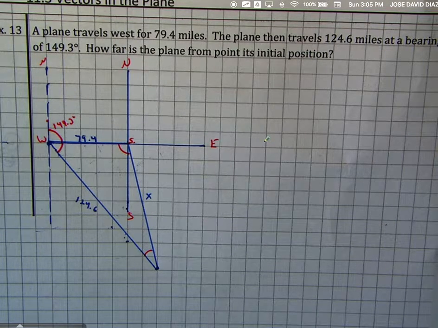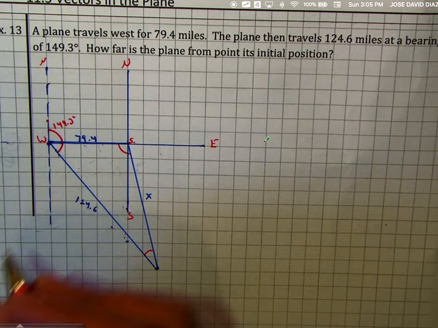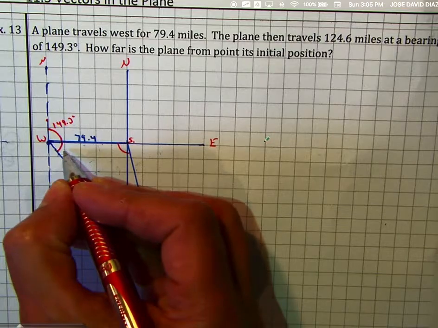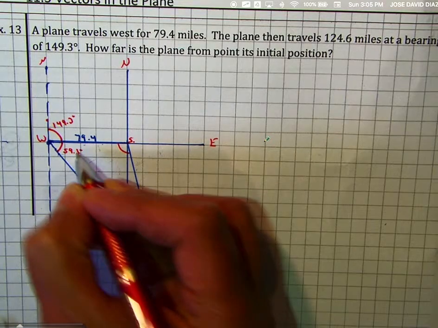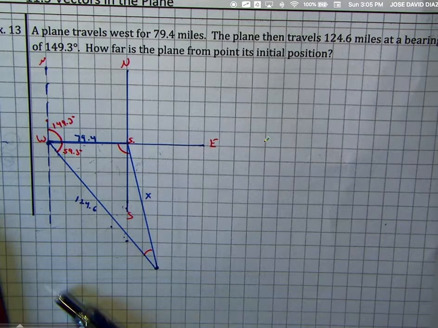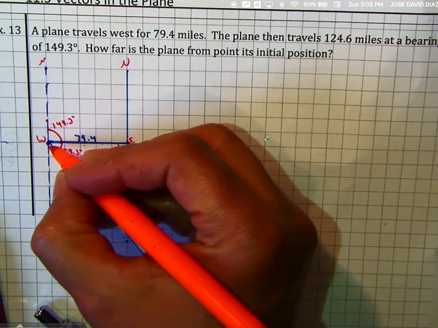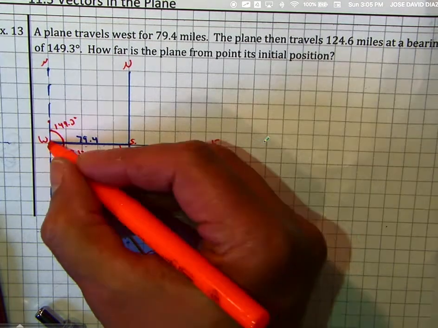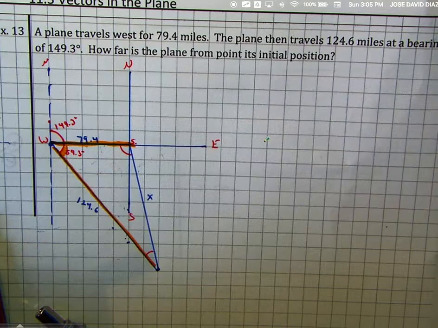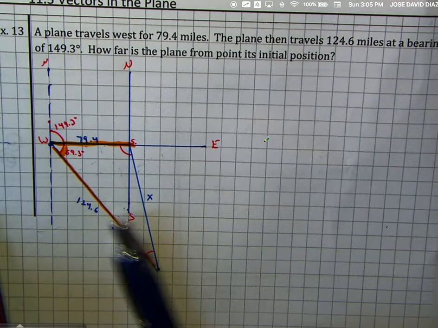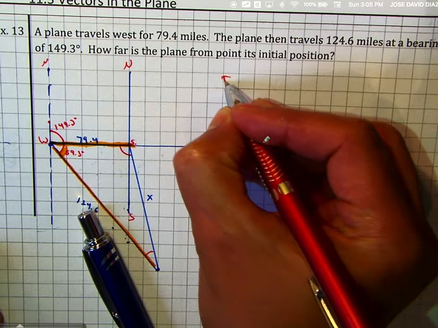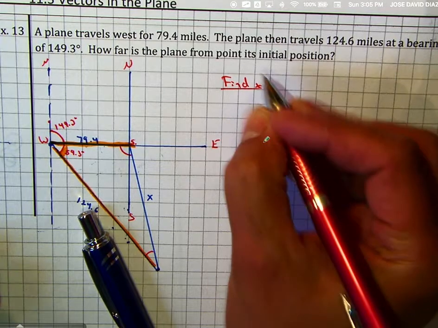Can we pause it? Correct. So this is one of the easier ones because you know that this is 90, so therefore we know that this is 59.3 degrees. And now because we have two sides and the angle in between, I can use my law of cosines. And I'm going to look for x. And in this case, we don't need to find the bearing. So once you find x, we'll be done.